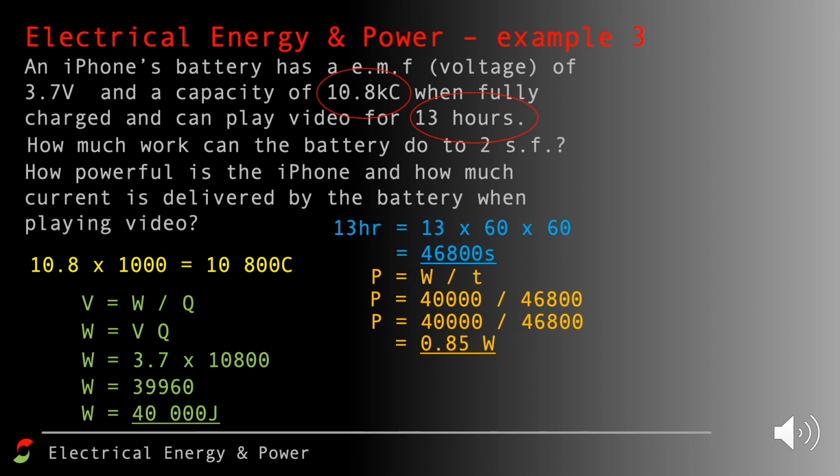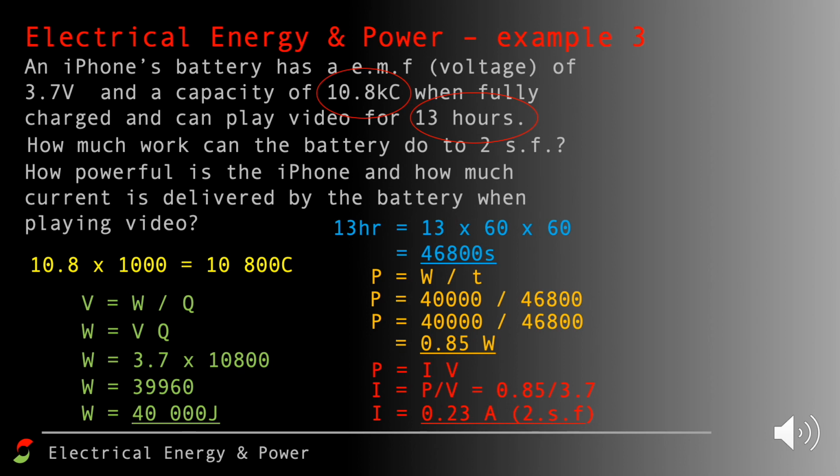Next thing then is how much current does the iPhone draw from the battery when it's playing the video. So we've got power, we've got voltage, we want current. So trying to link all those together. Let's try using P equals IV. I'm going to rearrange it so that I equals P over V, which means we've got a power of 0.85 watts divided by 3.7 volts. That tells me that the iPhone is going to draw a current of 0.23 amps.